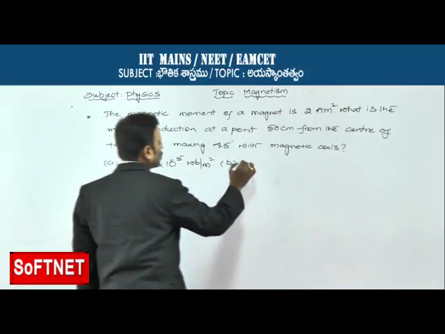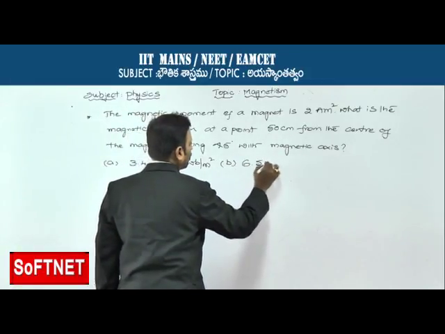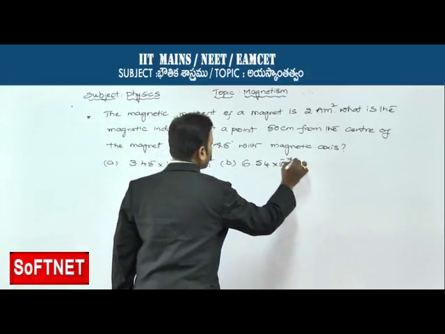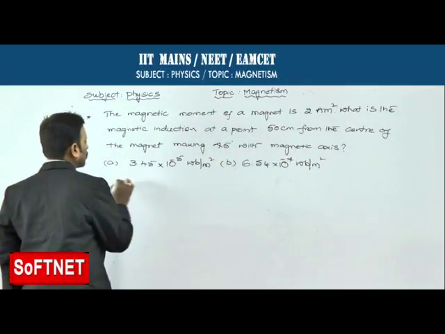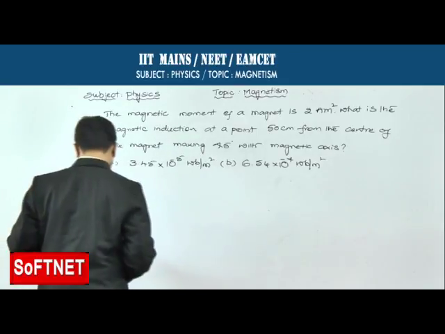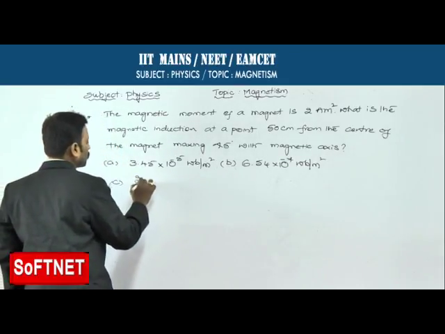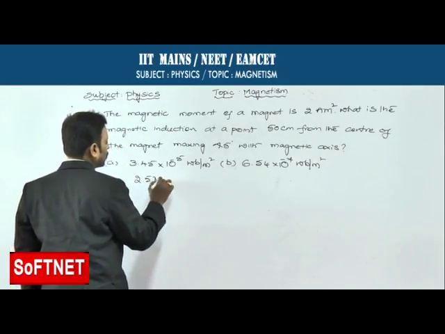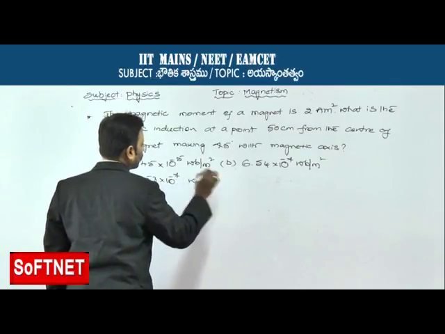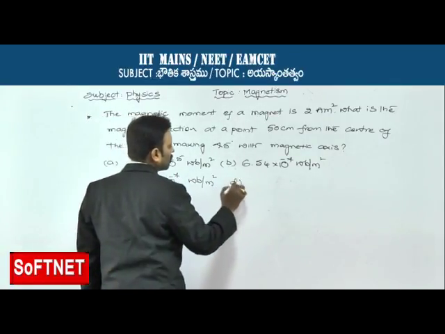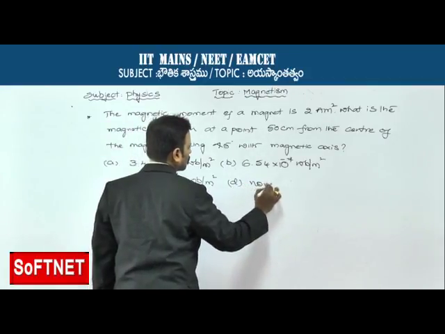Second option: 6.54 × 10^-7 Weber per meter square. The third option is given as 2.53 × 10^-7 Weber per meter square. Last, none.